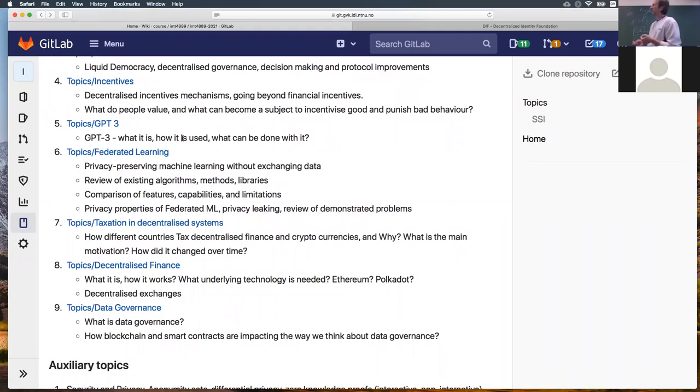So topic number four is, can we do something different that doesn't use financial incentives? Can people be motivated to do something or to not act selfishly or not to be cheating because of something else than finance, something else than money, right?